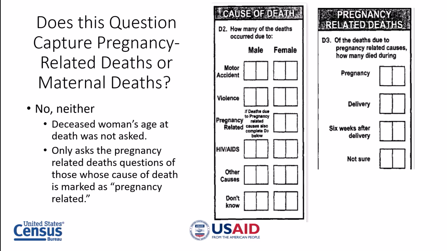Remember, pregnancy-related deaths as defined by the WHO are irrespective of cause. Therefore, all women who died in their reproductive years need to be asked the pregnancy-related death questions. Even if the woman died as a result of a motor accident, if she was pregnant at the time, her death should be considered a pregnancy-related death. When you only ask the pregnancy-related death questions to those who died of pregnancy-related causes, you will underestimate the number of pregnancy-related deaths. Since pregnancy-related deaths are not fully captured here, maternal deaths are also not captured.